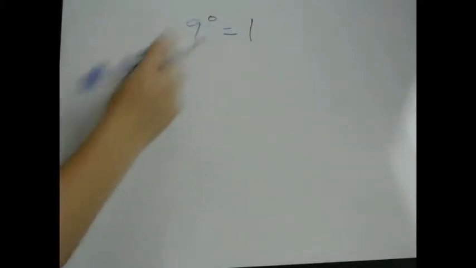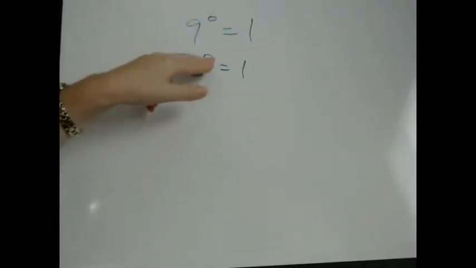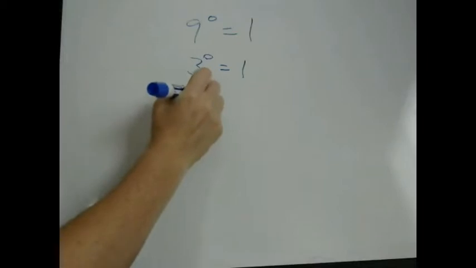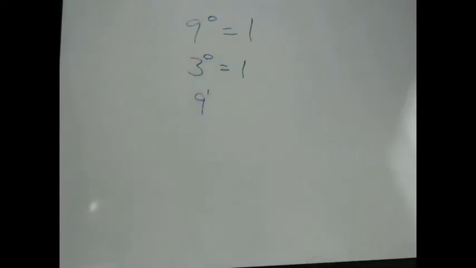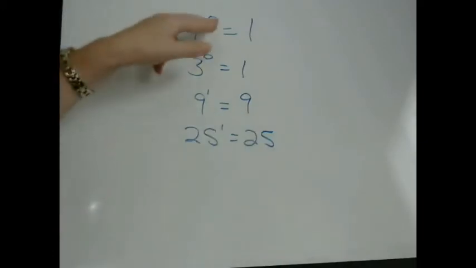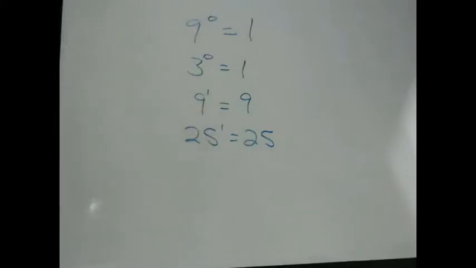Another two special cases: anything raised to the 0 power. Let's say we had 9 to the 0. That always equals 1. Anything to the 0 power equals 1. So 3 to the 0 equals 1, 9 to the 0 equals 1. Whatever number you have, if it's raised to the 0 power, it equals 1. Anytime you have a number raised to the first power, it's just that number. 25 to the 1 is 25. So anytime you have something to the 0, it equals 1, and anytime you have something to the first power, it equals itself.